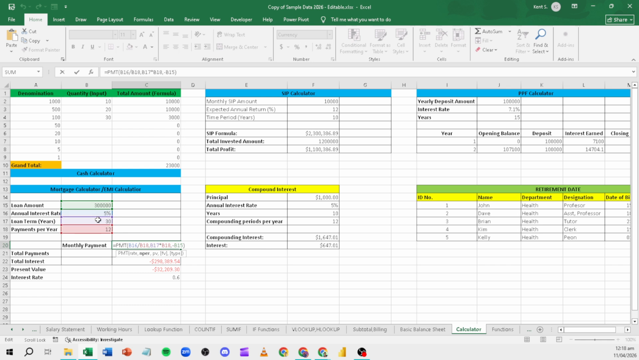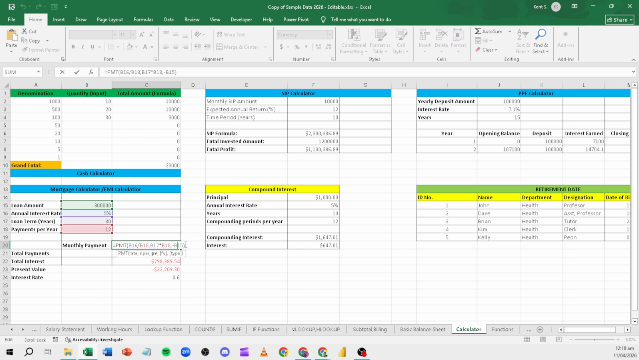For example, it might look like equals minus PMT(B4/B6, B5*B6, B3) if your inputs are in column B. The minus sign makes the result display as a positive amount since payments are cash outflows. Format this result as currency to 2 decimal places.